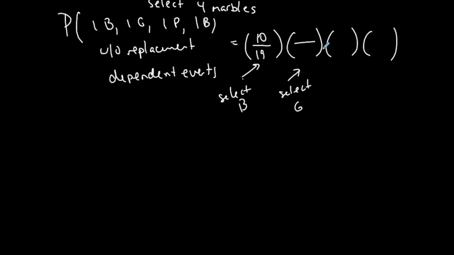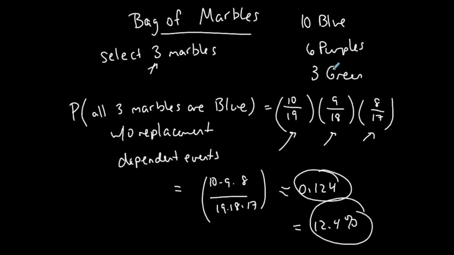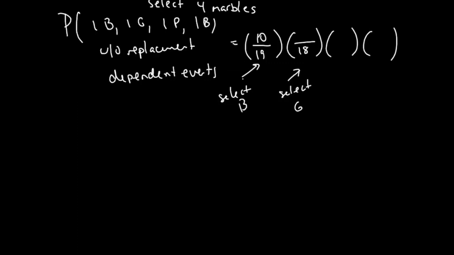Now, the fact that I kept the blue one doesn't affect the amount of green marbles, but it does affect the overall amount of marbles. So instead of 19 marbles, now I have 18 marbles. But I still have how many? 3 total green in the bag. So the probability of me picking a green after I picked a blue one and kept it is 3 out of 18. Now the third event is to select a purple.